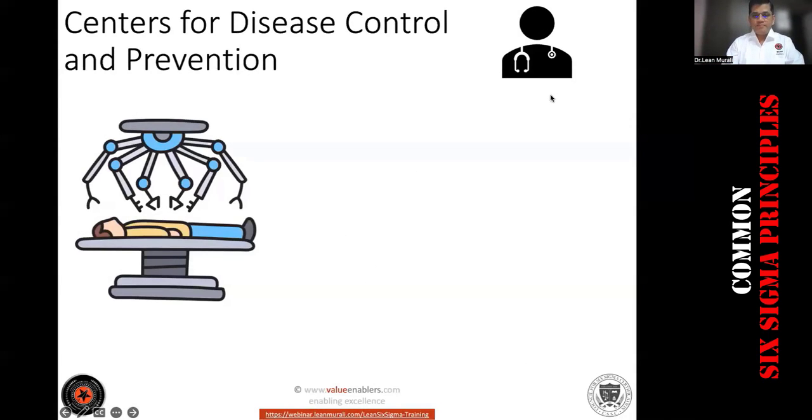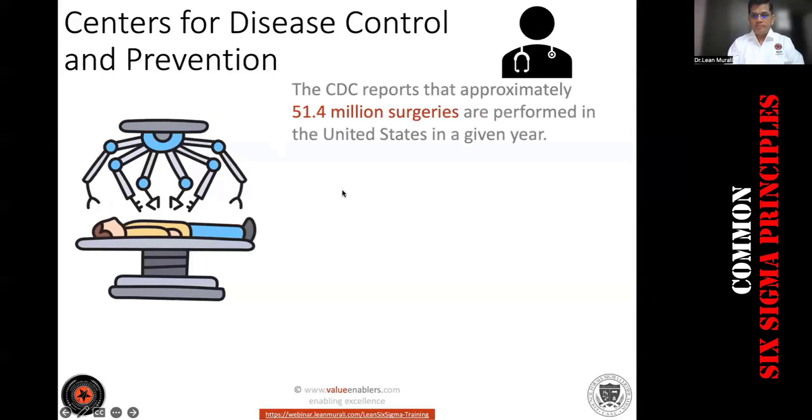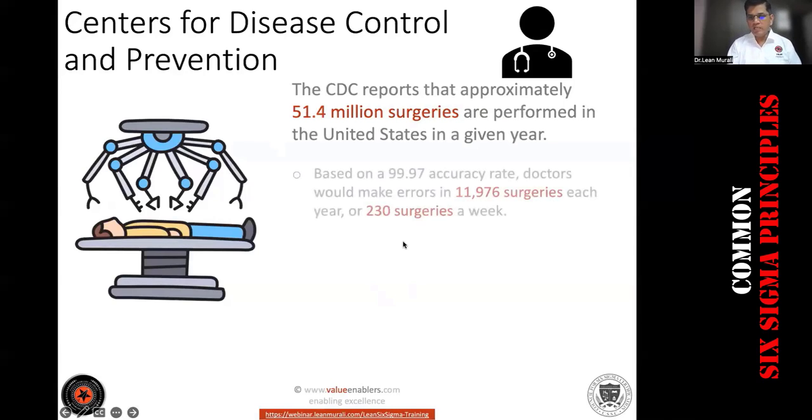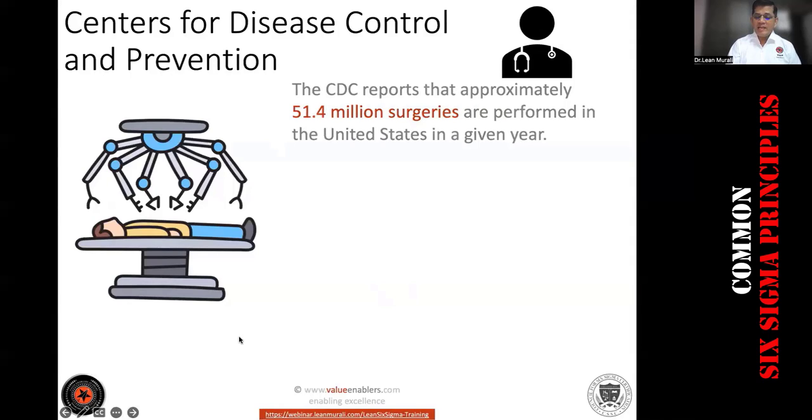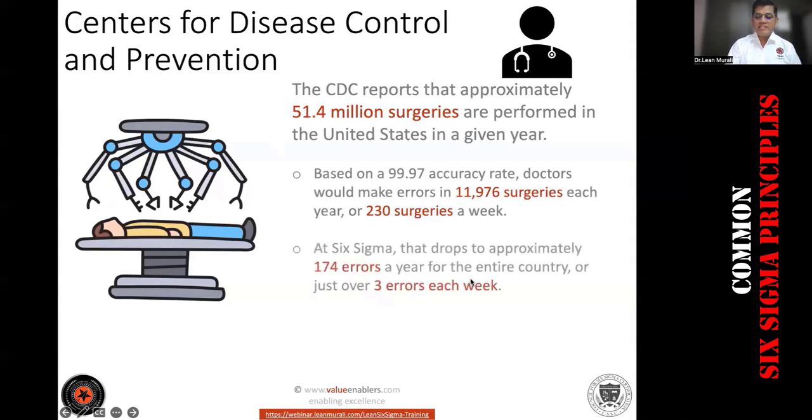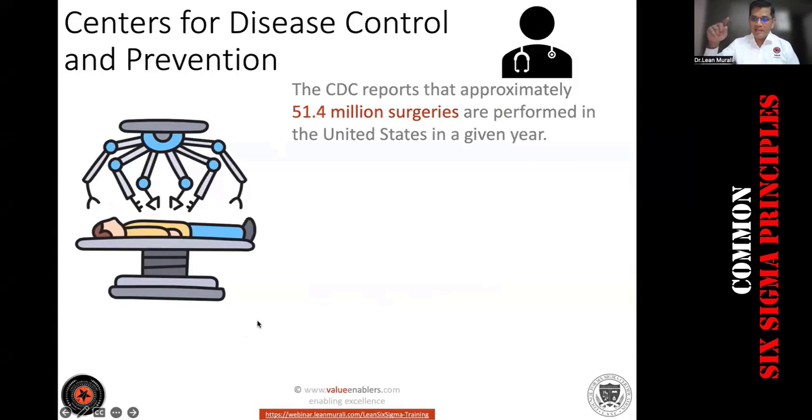Another example that we saw was the Centers for Disease Control and Prevention. 51.4 million surgeries in the year. Now, I just want to know, for example, 99.97, all of you type 99.97. I'm asking you to type for a reason. Is 99.97 accuracy good or bad? If it is very good, type very good. On a scale of 1 to 10, how good is it, with 9 or 10 being very good? If it is 99.97 and you think it is very good, type 9 or 10.